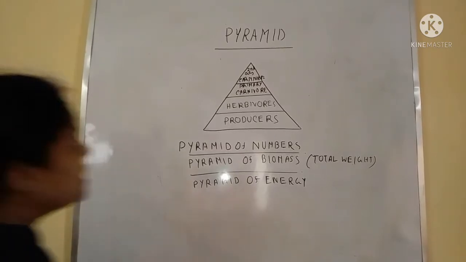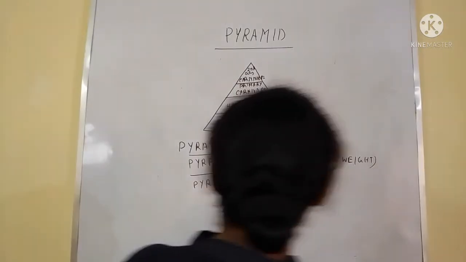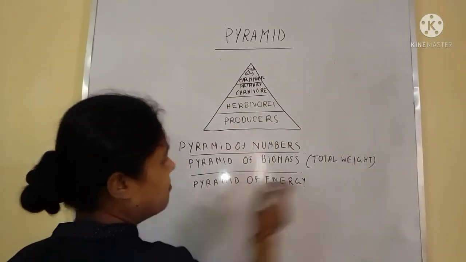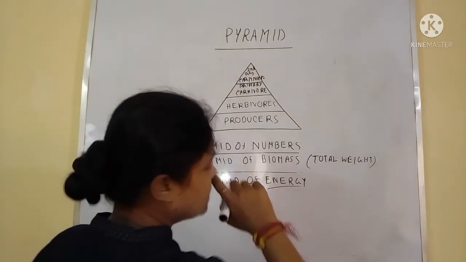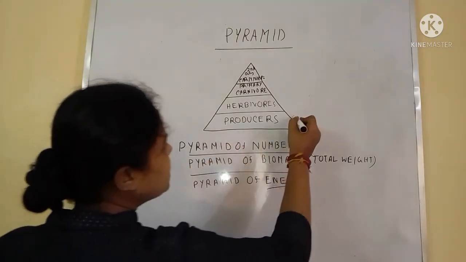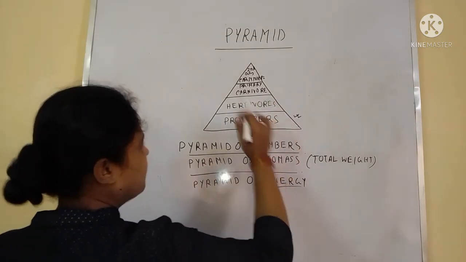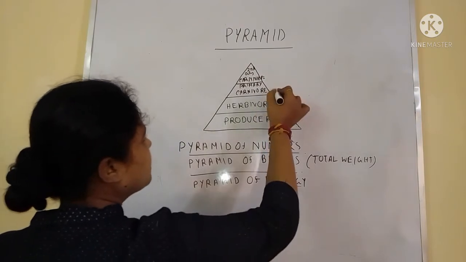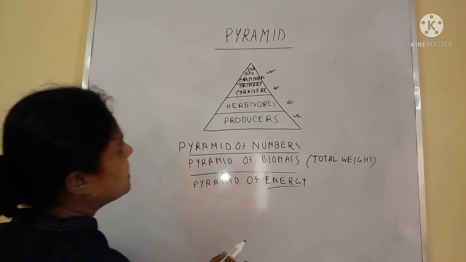Okay. Now I explain you pyramid. What is the pyramid? This is the representation of numbers, biomass and the energy. Okay. First, the pyramid of numbers. In the pyramid of numbers, here the base is producer. And the second one, just above the base, that is herbivore. Above that, primary carnivore, and above that, secondary carnivore.